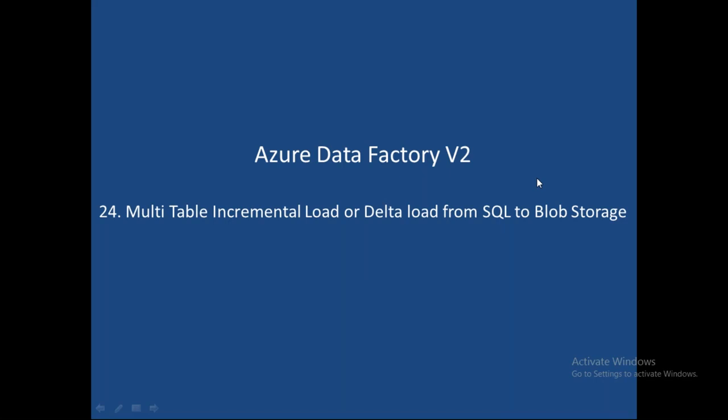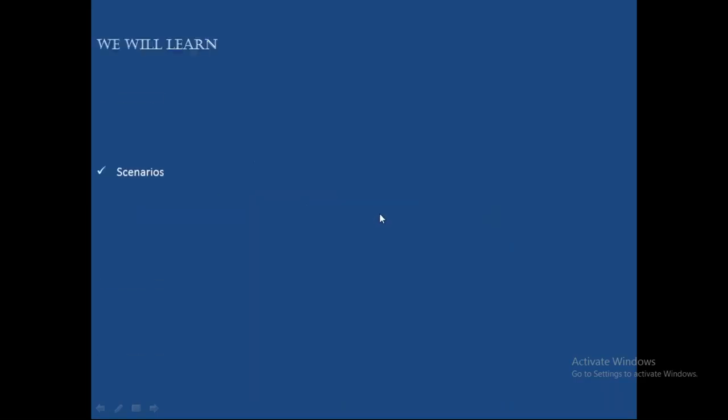So now, in real time, we have multiple tables that we need to copy incrementally. So how can you do that? That particular thing we are going to discuss: multi-table incremental load or delta load. Today we are going to deal with multiple tables.